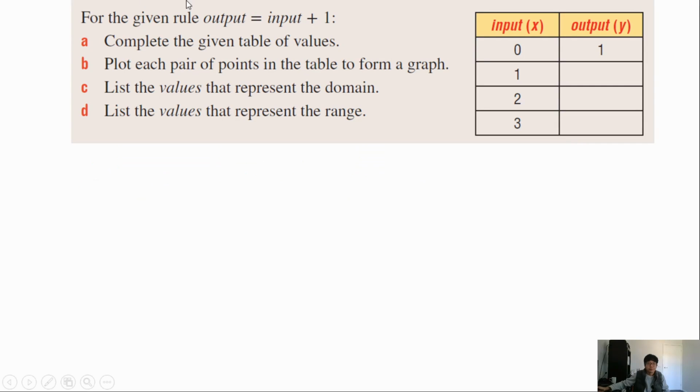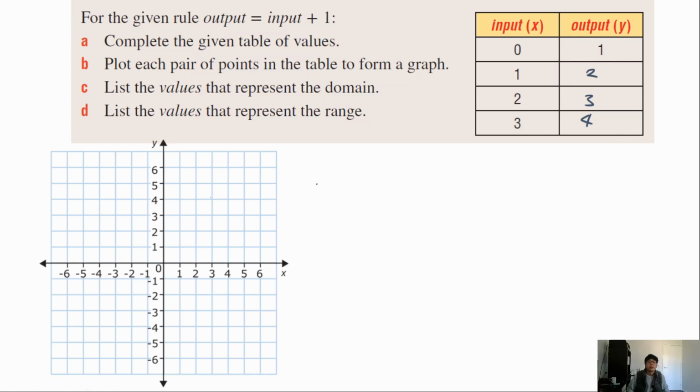So let's move on. Let's have a go at a sample question. For the given rule, output equals input plus 1, complete the table of values. So output, that's y, is just going to equal input plus 1. That gives me 2 there. This one gives me 3. And this one gives me 4 because it's just input plus 1. 1 plus 1 is 2, 2 plus 1 is 3, and 3 plus 1 is 4.